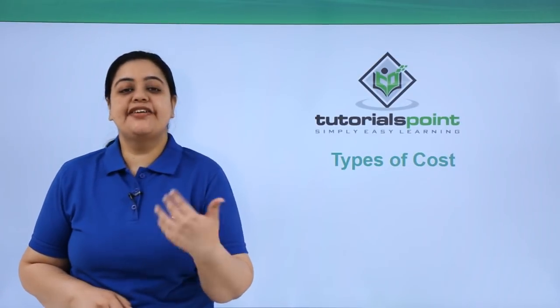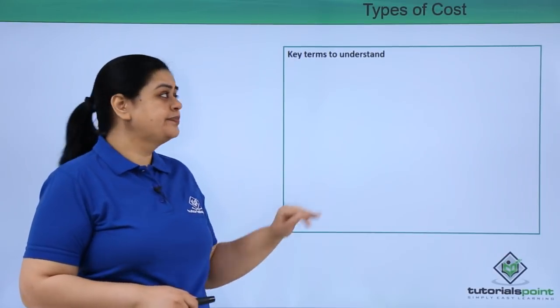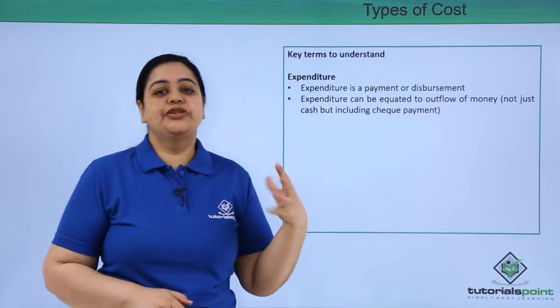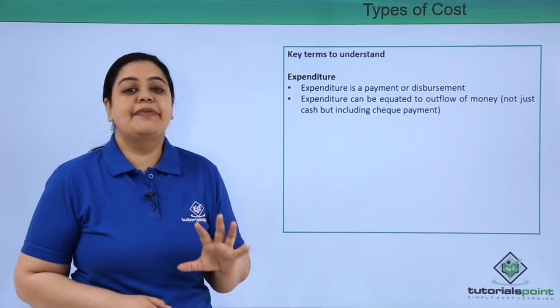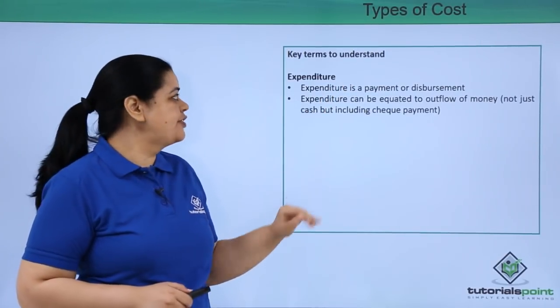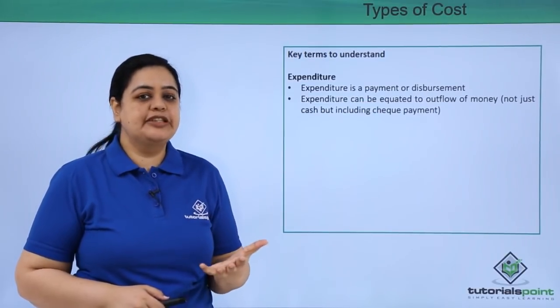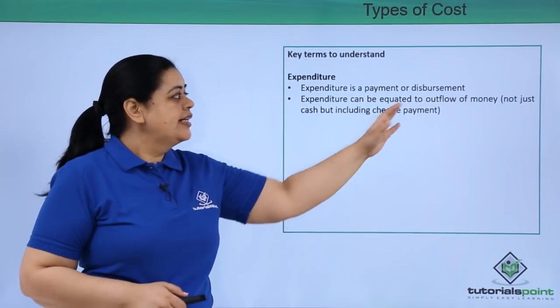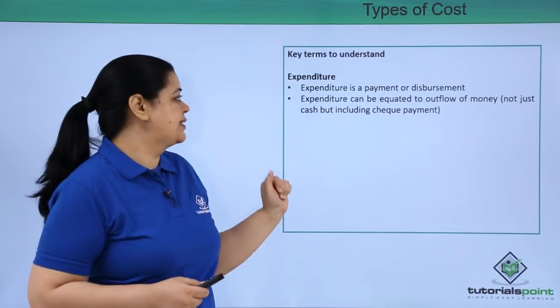Let's quickly understand what are the various types of cost when we are doing business. Here you need to understand certain key terms. First being your expenditure. What is expenditure? Expenditure is a payment or disbursement. What does that mean? It is the outflow of money which is happening in your business.